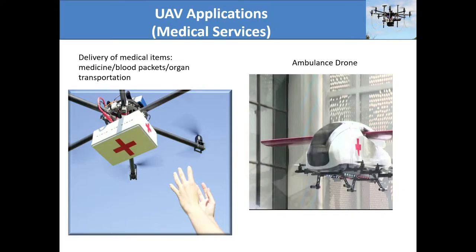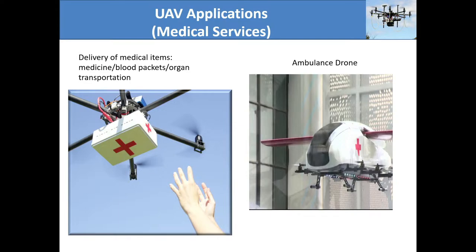Next is organ transportation. This is another very important area. To transport an organ you need some 20 to 25 kg kind of payload capacity. So big drones are being used for organ transportation also, to avoid the road rush and all.